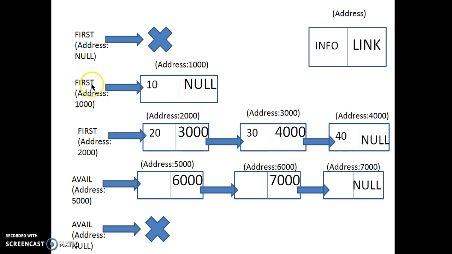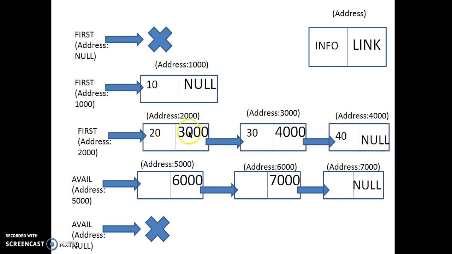So first is a pointer which points to the first element of your linked list. Similarly, in this third scenario, the first pointer is pointing to this linked list, where it is first pointing to the address 2000. At address 2000 we have a node which has a value 20, and it's pointing to another node which has the address 3000. At 3000 the node is over here. Similarly, this is pointing to 4000, and at 4000 you have this node. Now it is not pointing to any other, so it's null.